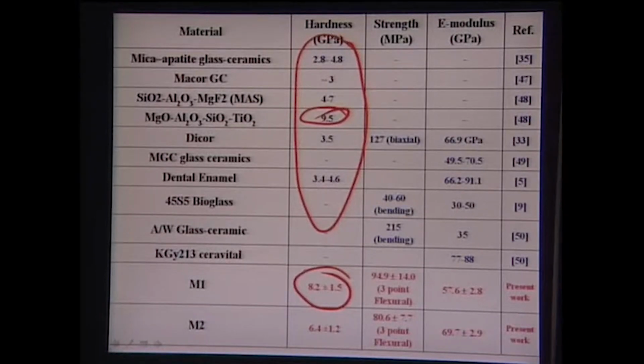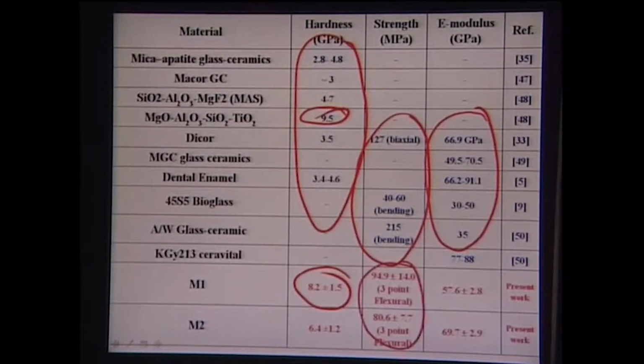In most cases, people have not reported the combination of strength and elastic modulus values. In some cases people have measured bending strength or biaxial strength, which is roughly around 60 to 200 megapascal. In our case also we got close to 100 megapascal in 3-point flexure. For the elastic modulus, we got around 58 gigapascal. In other cases, it was 77 to 88, or close to 90 gigapascal.